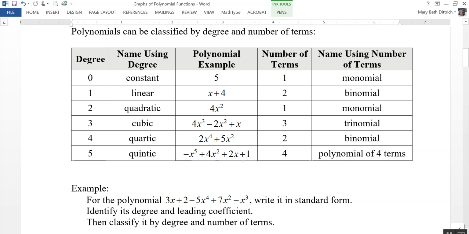Notice that this has four terms. We don't have a word for a polynomial of four terms, so we just call it a polynomial of four terms. We also don't have a name for a polynomial beyond degree 5. So if you did have a polynomial that had an x to the sixth, we would say that it's a polynomial of degree 6. So let's take a look at an example here.